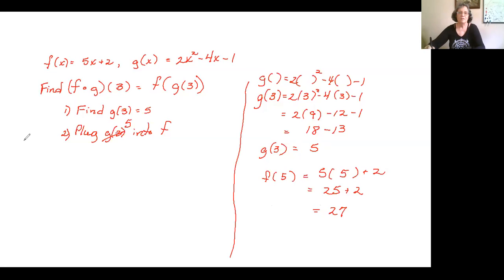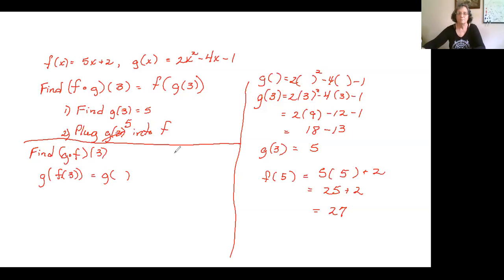Now notice that if we were to find g of f of 3, that is most likely going to be very different. First of all, we want to find g of f of 3, which is going to be g of, well, f of 3 is going to be 5 times 3 plus 2, which is 15 plus 2 is 17. So g of f of 3 is the same thing as g of 17.